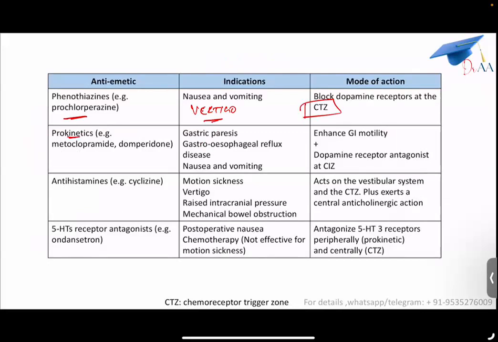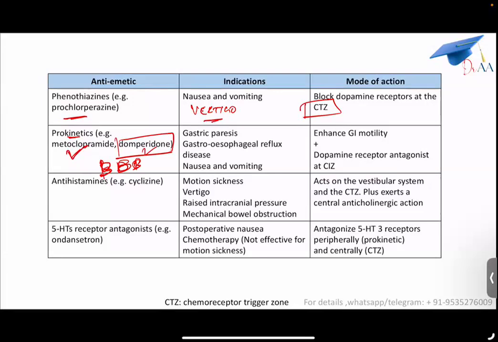Prokinetics increase the motility of the GI tract. Metoclopramide and domperidone: the main difference is that domperidone doesn't cross the blood-brain barrier. BBB stands for blood-brain barrier. That means it doesn't affect the brain, or it doesn't go into the brain.